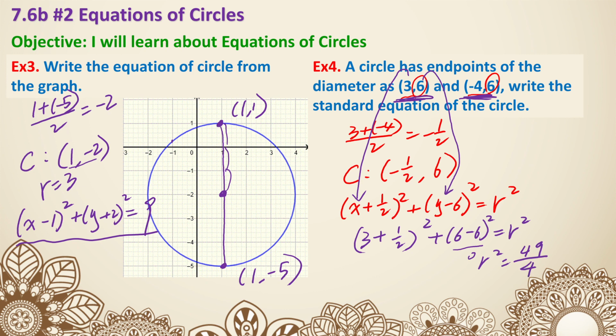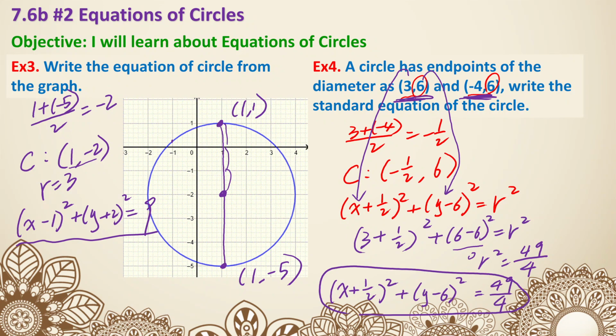So now I can actually finish writing the equation. (x plus 1/2) squared plus (y minus 6) squared equals 49 over 4. And there's my actual equation. So this time is a combination of, say, examples 1 through 3, and the prior knowledge. You can pause here and try example 5 and example 6.